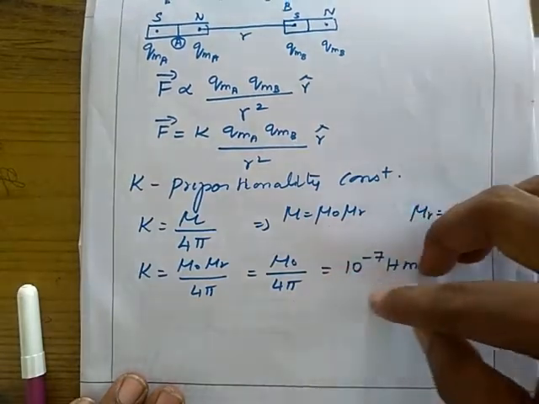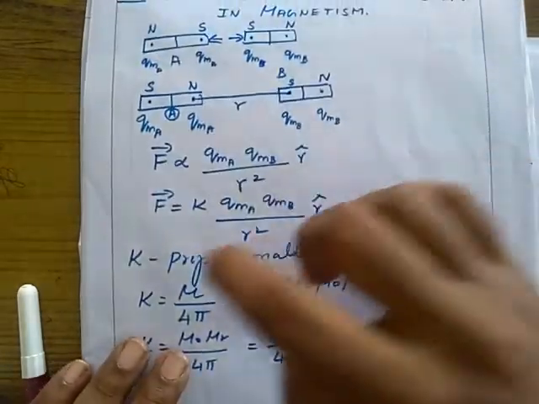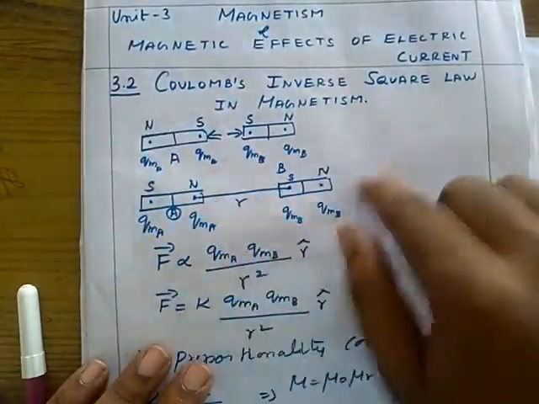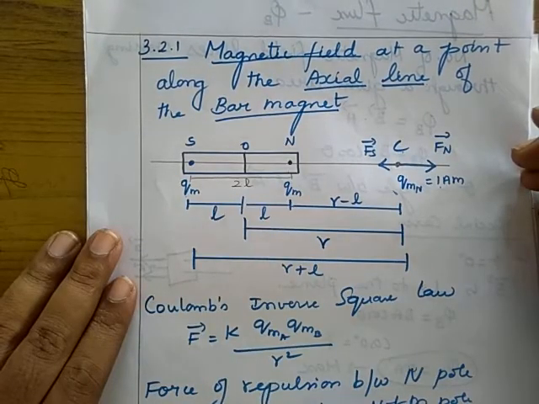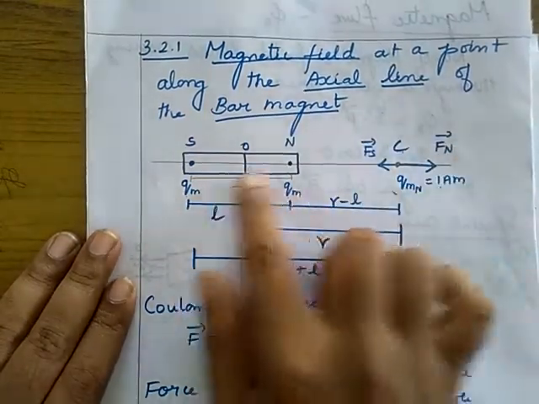The value of mu naught by 4 pi is 10 power minus 7 Henry per meter. This k value depends on the region where the magnet is placed. Okay, then the magnetic field at a point along the axial line of a bar magnet. Here it is an axial line.